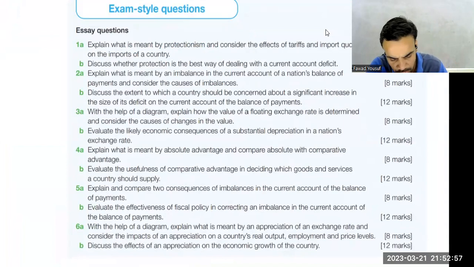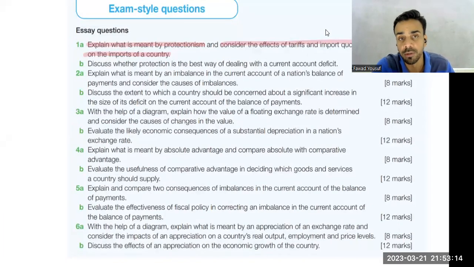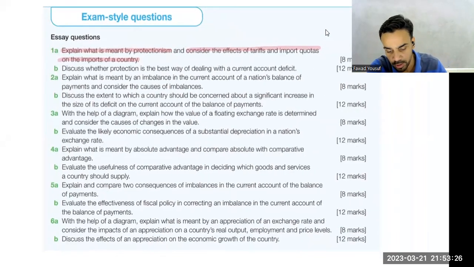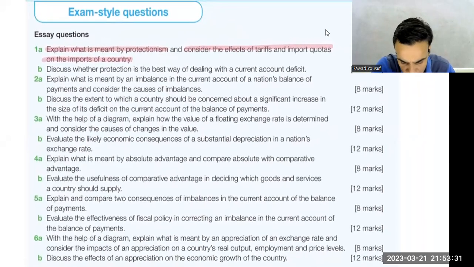Yeah, take a look at this question. This is from another book. Explain what is meant by protectionism and consider the effects of tariffs and import quotas on the imports of a country. I think we have considered the tariff and the quota part. Protectionism means barriers to trade. The idea is you want to promote exports and reduce imports, and you can do it through import duties and import quotas. Basic, it's a two-mark question where you have to explain protectionism.